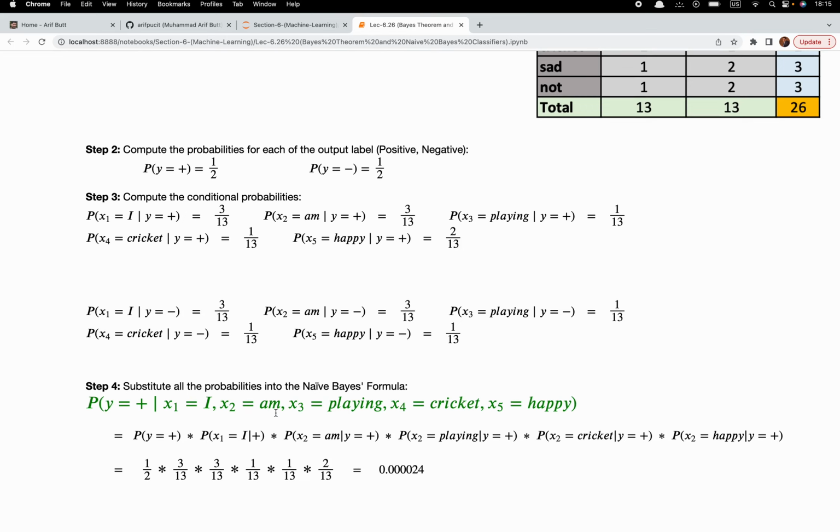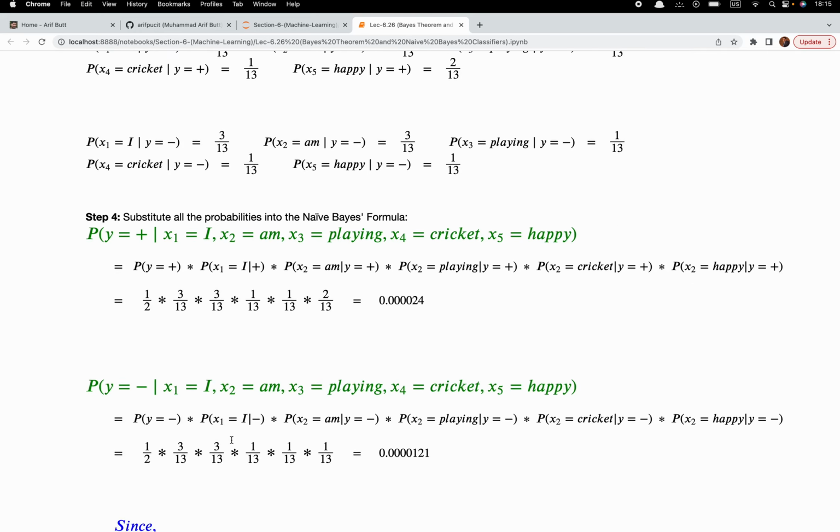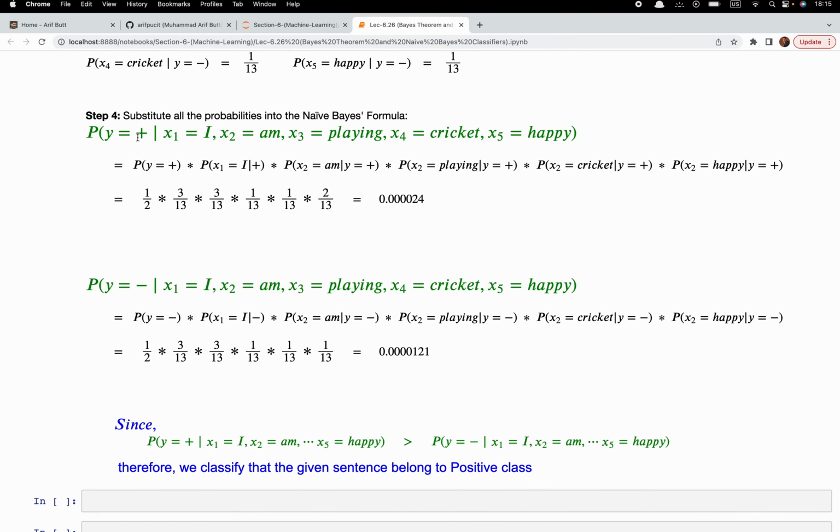So in step 4, we just substitute all these probabilities into the naive Bayes formula. And since the probability of y equals positive, given this sentence, is greater than the probability of y equals negative, given this sentence, we can easily classify that the given sentence belongs to the positive class. You see this value 0.000024 and this value 0.0000121. So this is the bigger value, therefore we assign the positive class to this sentence.